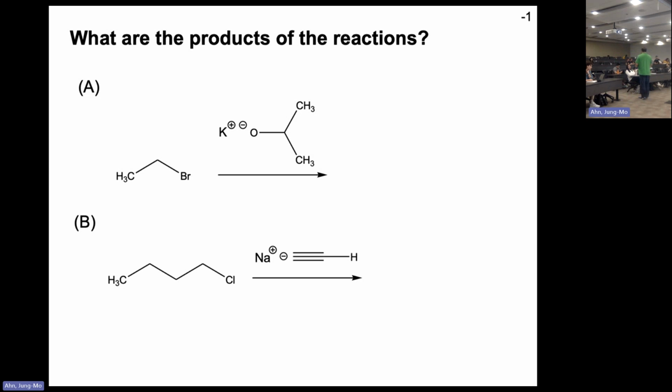Recognize the reaction is pretty simple, right? You get the alkyl halide, you're reacting with a nucleophile. What happened? The halide is replaced by the nucleophile, right? There's a nucleophile there. So if you recognize the nucleophile, all you need to do is replace that. So this is a nucleophile.